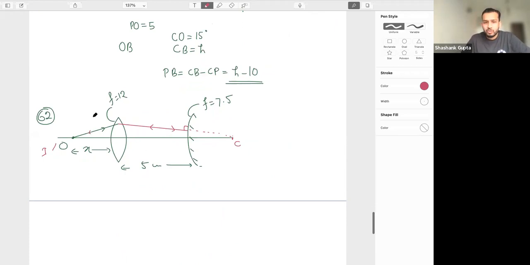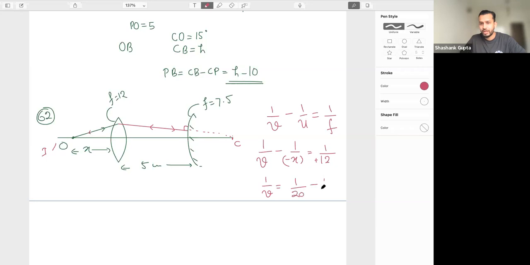Okay, so whoever had the doubt in 62, the logic is clear. If the object is here, after passing through the lens, we can find out using 1 by v minus 1 by u is equal to 1 by f. The distance which we have to calculate I'm taking as x, so it is behind, so it is minus x. Because it is a converging lens, f is plus 12. So 1 by v is coming out to be 1 by 12 minus 1 by x, so v is 12x divided by x minus 12.